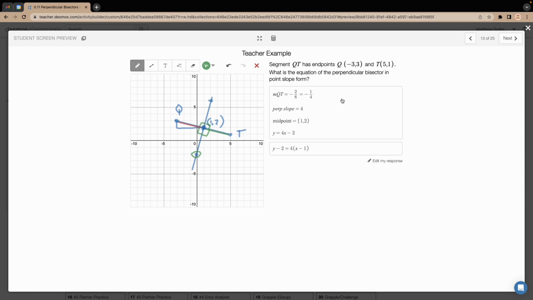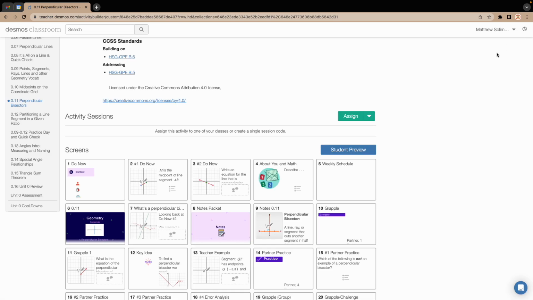All right, so now we've gone over a lot about perpendicular bisectors. Should be all good to do it on your own. Go to that cool down and give it a try.